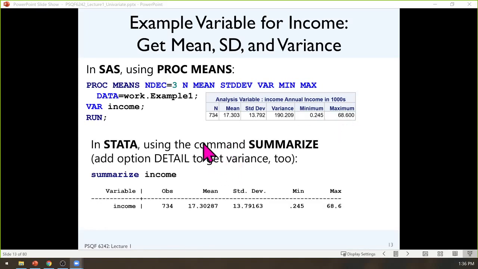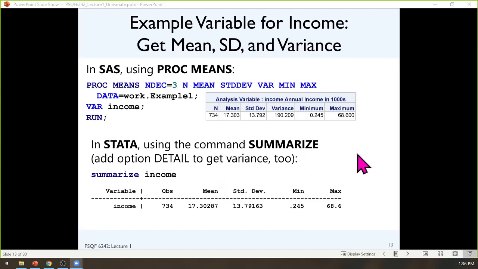In Stata, it's summarize instead of tabulate. So for quantitative variables, it's summarize and proc means. For categorical variables, it is tabulate and proc freq. And it tells you the same information. Note that it doesn't have a variance column. If you want to get that column, there's an option, comma detail, that will spit that out for you.